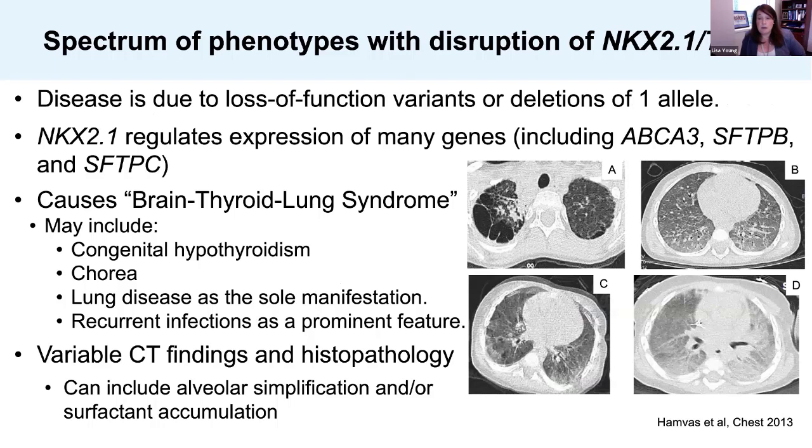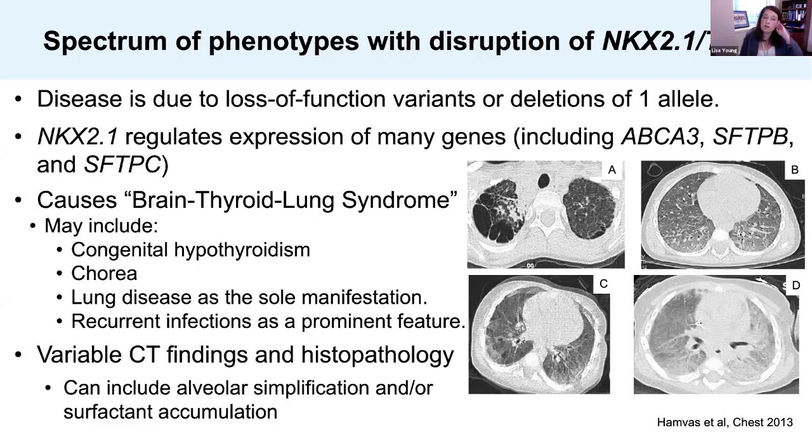Next, I'm going to continue this tour to go through some other types of causes of ILD and talk about NKX 2.1 or thyroid transcription factor 1. Disease occurs due to loss of function variants or deletions of one allele. So again, heterozygous, like surfactant protein C. This is a transcription factor that regulates the expression of many other genes, including surfactant genes. It can cause what's called brain thyroid lung syndrome.